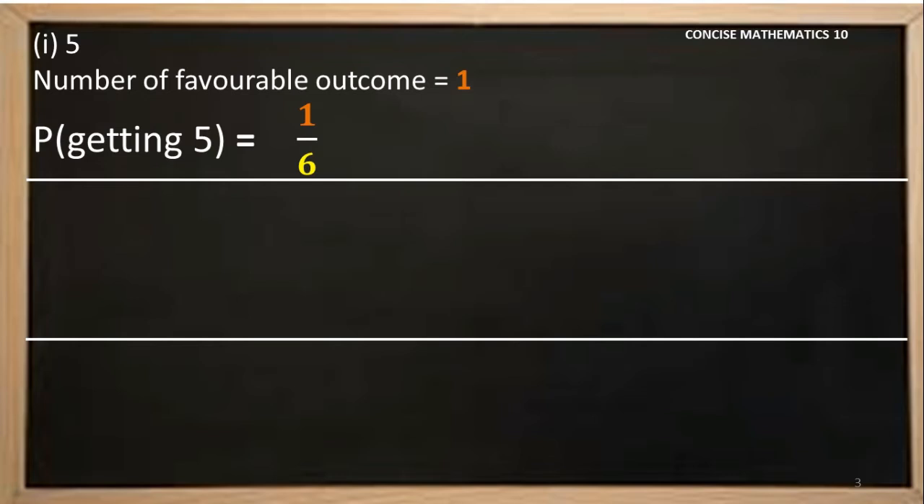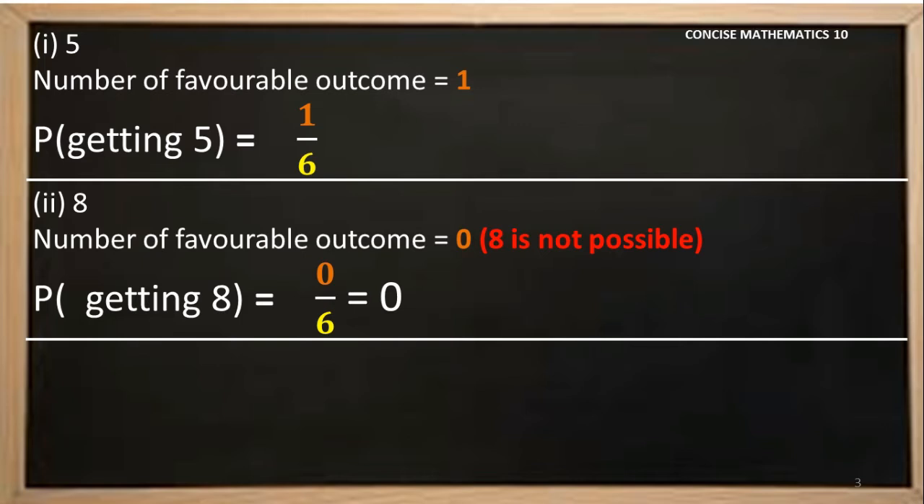The first sub question is getting a number 5. Among 1 to 6, 5 is numbered only one time, hence the probability of getting 5 is 1 by 6. The next sub question is the probability of getting 8. The number of favorable outcomes is 0. Why? Because 8 is not possible and the dice is marked only up to number 6. So the probability will be 0 by 6 and its value is equal to 0.